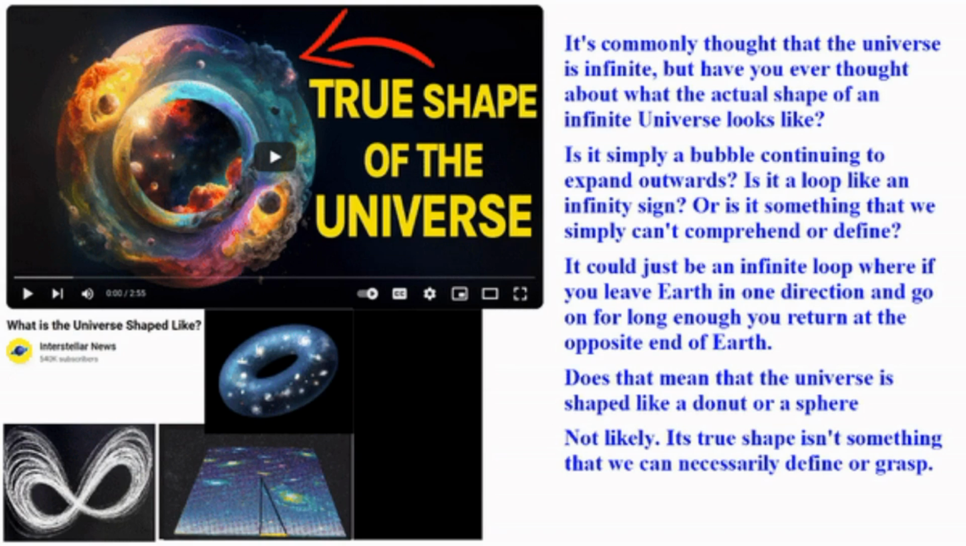That's all they're getting. Here's another fellow, and he says, it's commonly thought that the universe is infinite. But have you ever thought about what the actual shape of an infinite universe looks like? No, it's impossible. If it's infinite, you cannot talk about the shape of something that is infinite, and that's the issue. And here he talks about having saddle shape and all these other different shapes, donut shapes and so on, and they don't have the slightest idea. And you have to remember, there you can see right in the center the Big Bang explosion there, and you can see how the universe is expanding there.